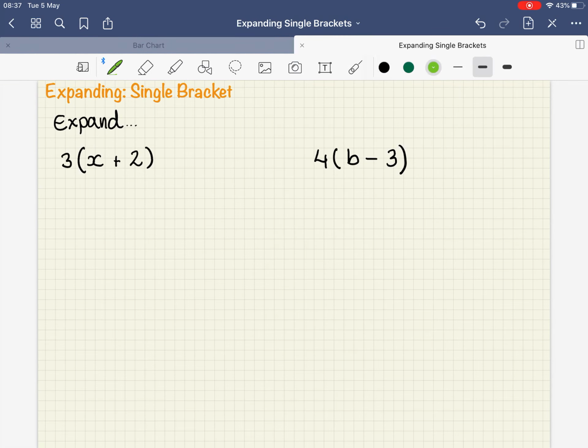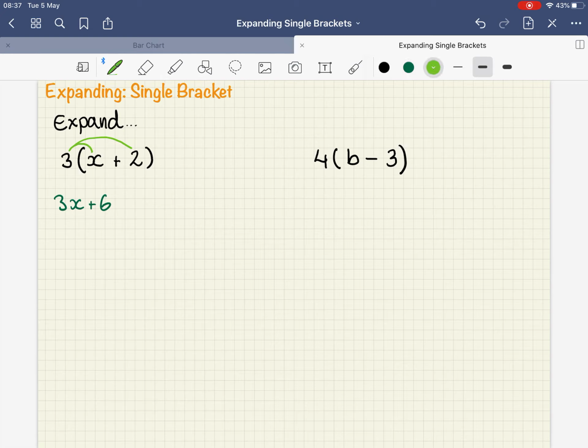Okay, so first one, we've got 3 bracket x plus 2. So one way to visualize doing these is from the 3, you want to draw kind of like a claw thing. So that means they're being multiplied. So I've got 3 times x, which is just going to be 3x. And then I've got 3 times positive 2, so it's going to be positive 6.